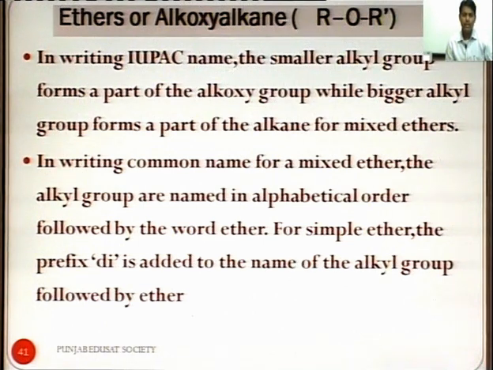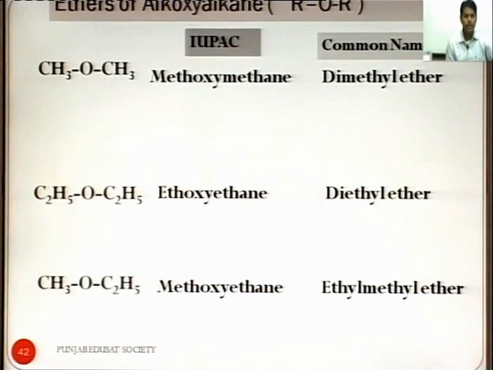For a simple ether, the prefix di is added to the name of the alkyl group, followed by ether. For example, ethers are called alkoxyalkanes. The general name is alkoxyalkane.